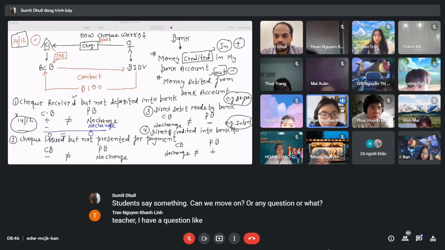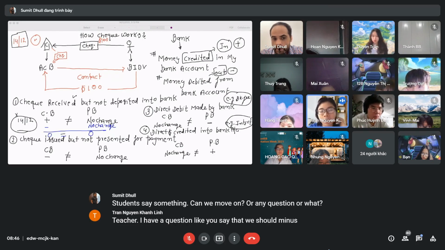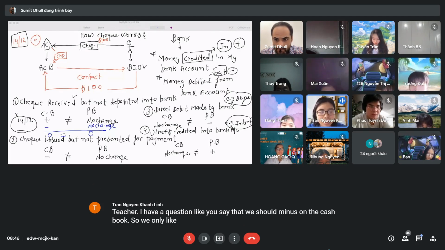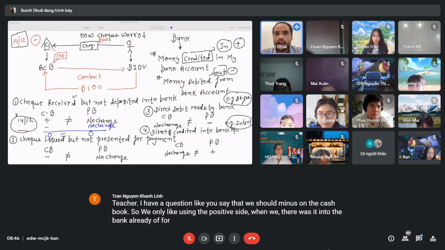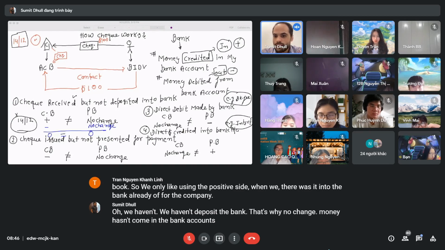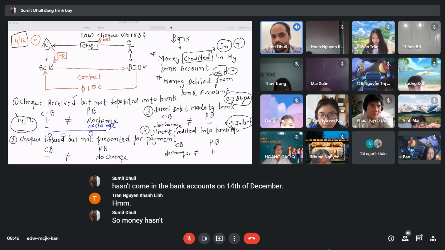Like, you say that we should minus on the cash book. So we only use the positive side when we deposit into the bank already for the company. No, we haven't deposited in the bank. That's why no change. Money hasn't come into the bank account on 14th of December. So money hasn't come in. So that's why we have to minus from cash book. So cash book balance will be equal.